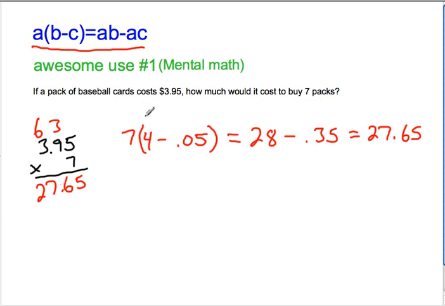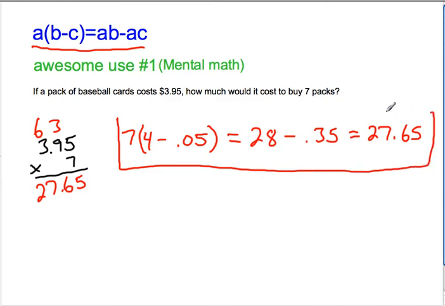So although I wrote it out here because I was showing you how to do it, this is actually something you would be doing in your head. 7 times 4 is $28 minus 35 cents, $27.65. So that's awesome use number 1. I use this all the time, and I promise you, if you look for opportunities to do mental math in your head using the distributive property, you will find opportunities to use it as well, and it makes your calculations a lot faster.